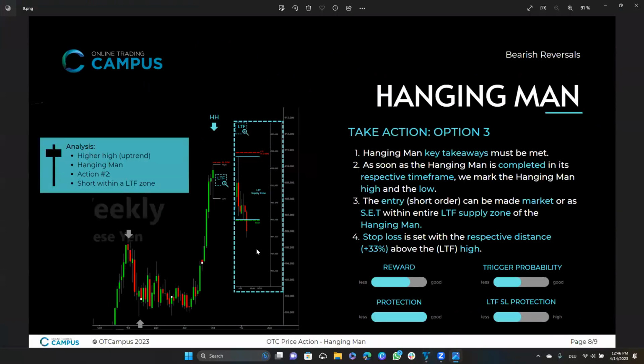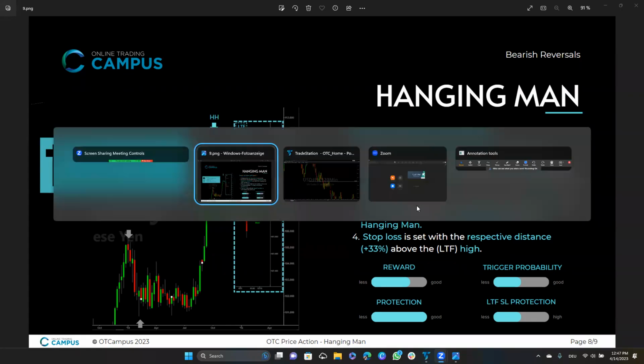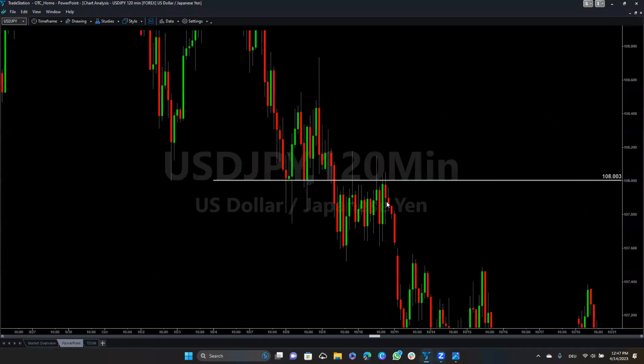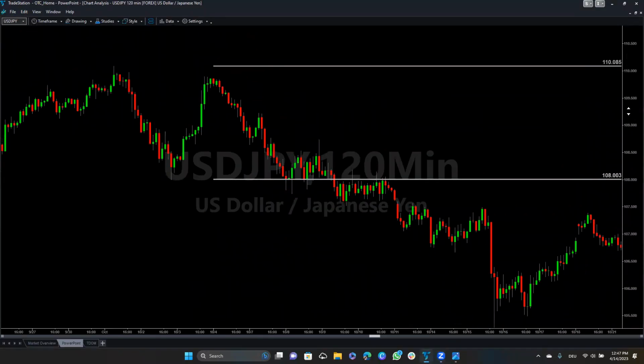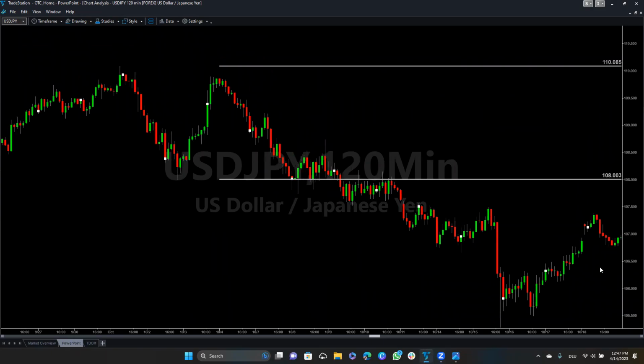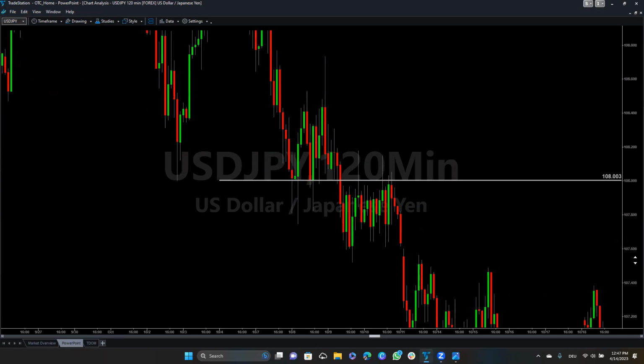Okay, give me a second here to prepare. Okay, let's start. The entry short order can be made market or set within the entire lower time frame supply zone of the hanging man. Okay, good. Let's check the lower time frame on the hanging man. This is the full range of the hanging man here. Okay, and then let's check where our supply is here.